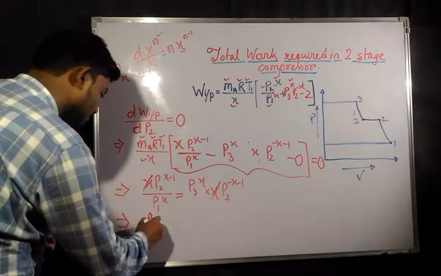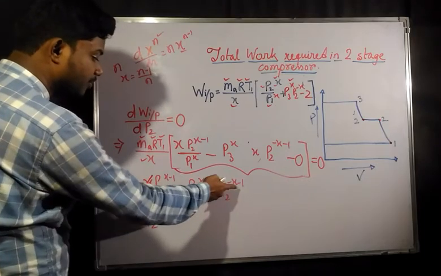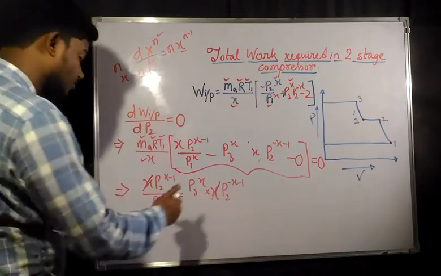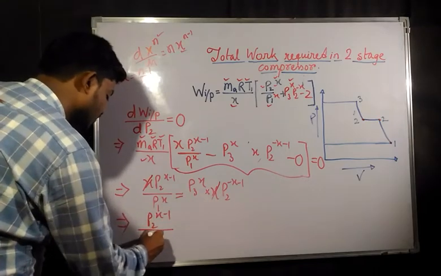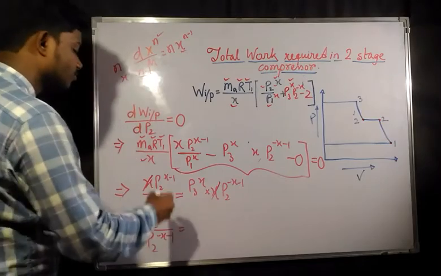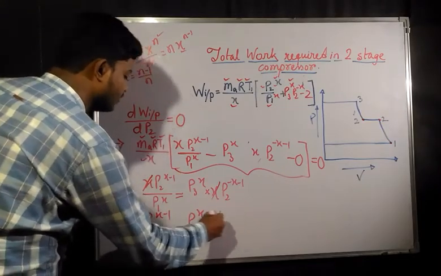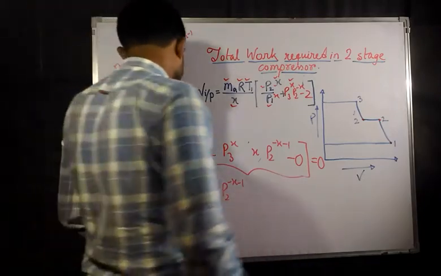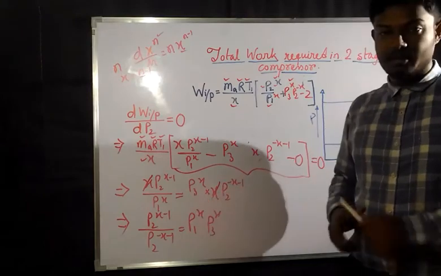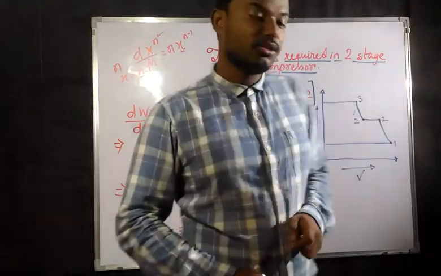Here it is p2 to the power x minus 1, and there is a p2 that is multiplied, in a multiplication relationship, with power minus x minus 1. So this will come here in the denominator, p2 to the power minus x minus 1, and there is going to be p1 to the power x into p3 to the power x. Now if you simplify this, what is going to be there?